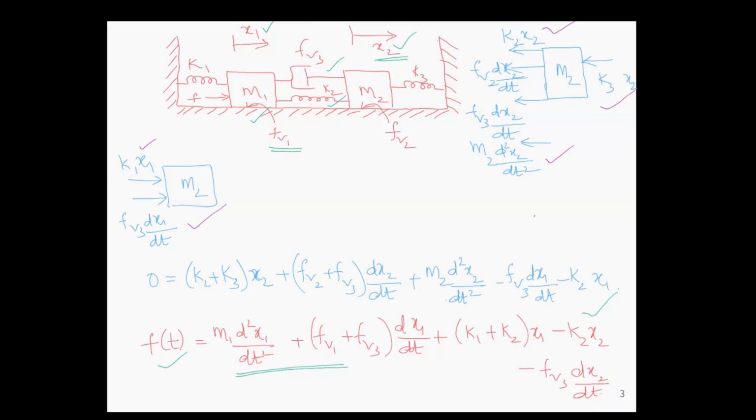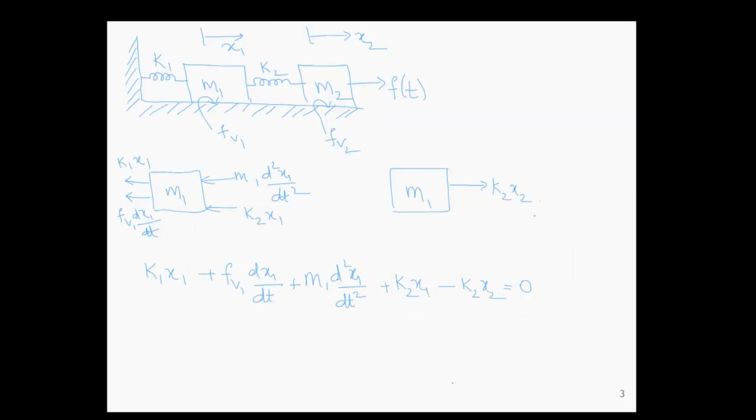Now we will write down all the forces acting on this. There are no applied forces directly on M2, so on the left side it is 0. On the right side we have (K2 plus K3) into x2, plus (FV2 plus FV3) dx2 by dt, plus M2 d square x2 by dt square, minus FV3 dx1 by dt minus K2 x1. So these two equations will represent the entire system. So that is the model of the system.